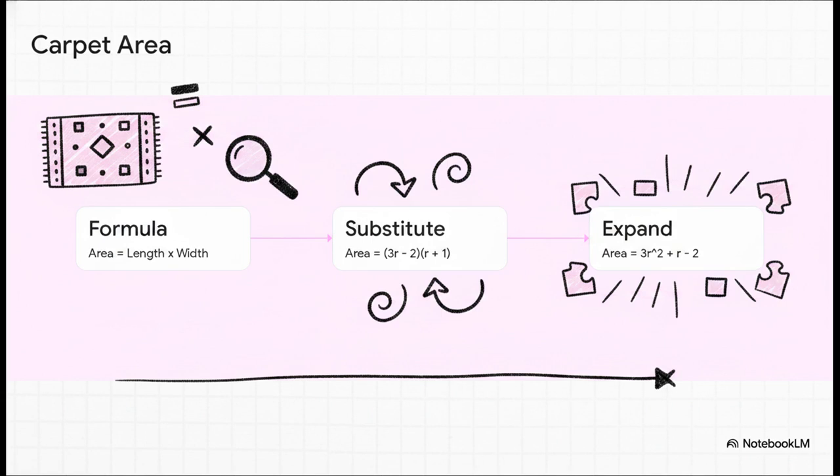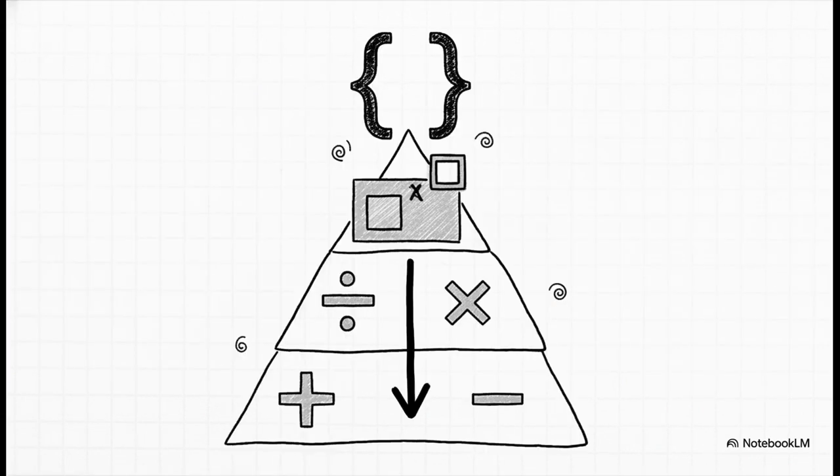So 3r times r is 3r squared. 3r times 1 is 3r. Negative 2 times r is negative 2r, and negative 2 times 1 is negative 2. When we combine the like terms sitting in the middle, the 3r minus 2r, we are left with our final expanded area, 3r squared plus r minus 2. Just like that.